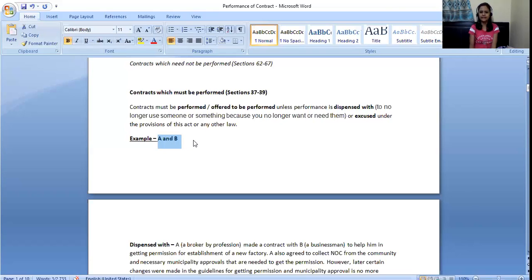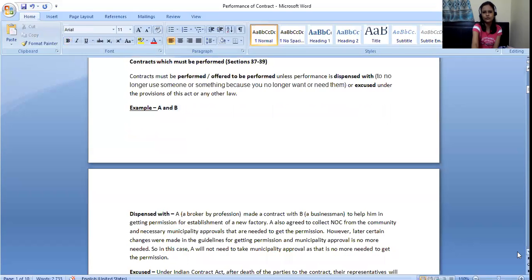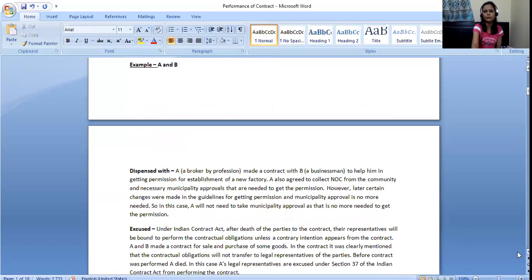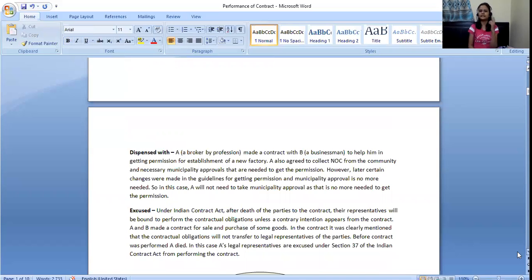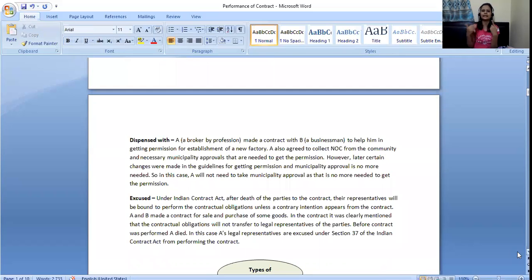So in which cases are they not supposed to perform it? They are supposed to perform it unless it is dispensed with or excused under some kind of law or some provision under the Indian Contract Act. So there may be 2 situations where we don't need to perform a particular contract. First is when maybe something I promised is later on no more necessary. In that case, I will be excused. I don't need to perform it. Or secondly, under the Indian Contract Act or under some other laws, I'm no more liable to perform it. I'm excused under that particular law, and so I will not perform it.